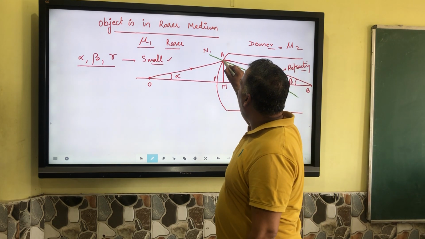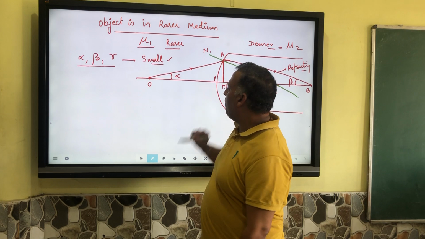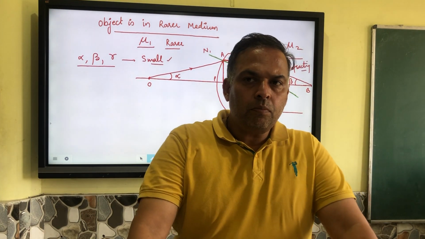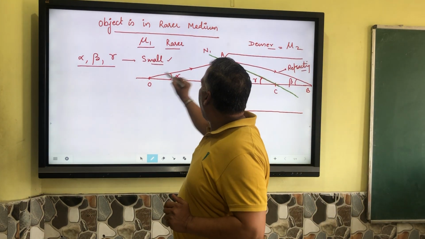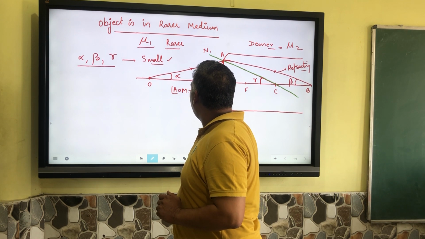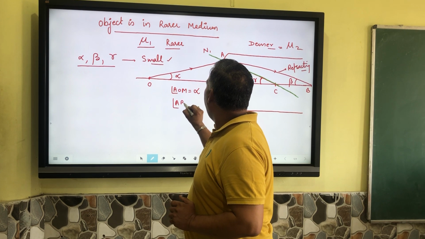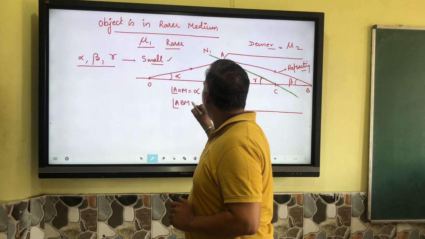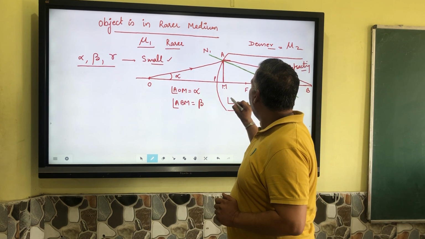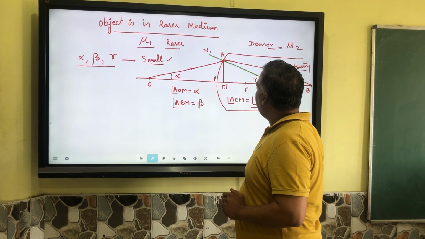We have drawn the perpendicular from A, that's M, meeting the principal axis at M. AM is the perpendicular here. And if we see, angle AOM is equal to alpha, angle ABM is equal to beta, and angle ACM is equal to gamma.